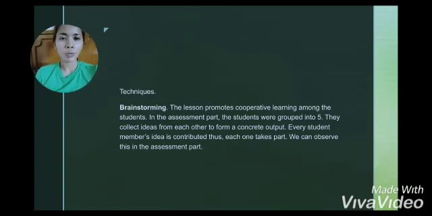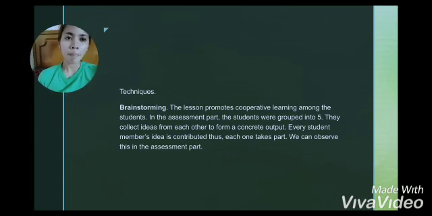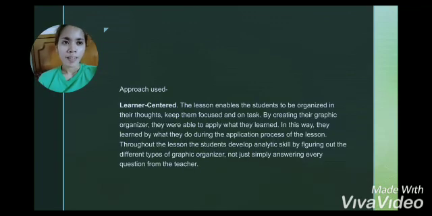Now let's proceed to the discussion about what techniques, method, and approach are used in our lesson plan. So in our techniques, we use brainstorming. So the lesson promotes cooperative learning among the students. So we can observe in the assessment part that the students work in a group. They collect ideas from each other, and each student takes part.